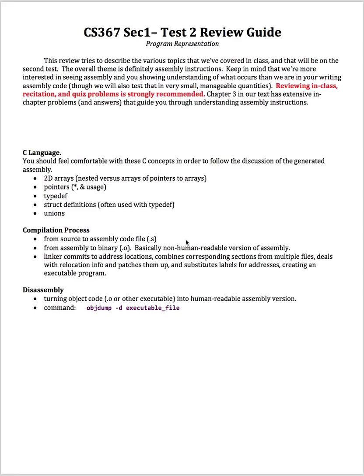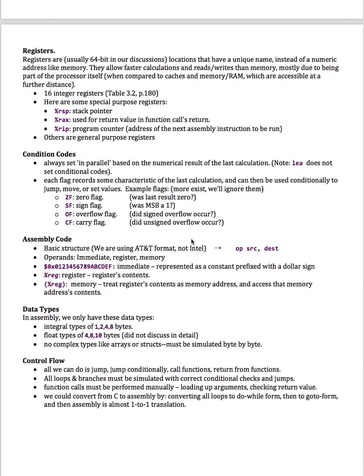There is also something called disassembly, which turns object code or .o files or even executable files into human readable assembly, which is done through a utility called objdump. All right, let's move on to assembly.